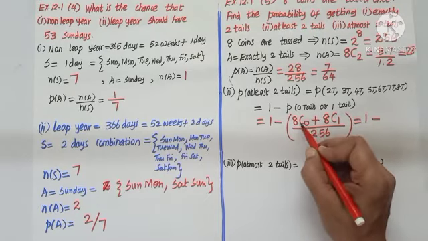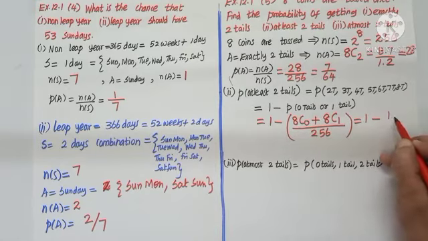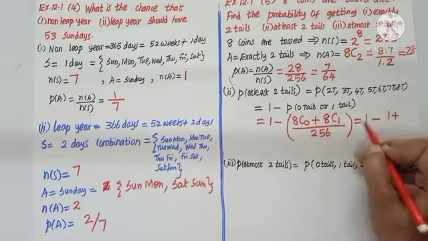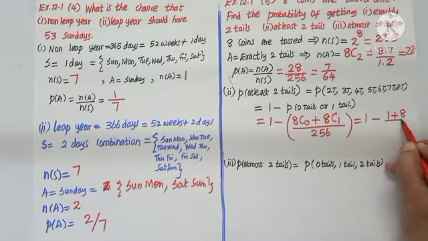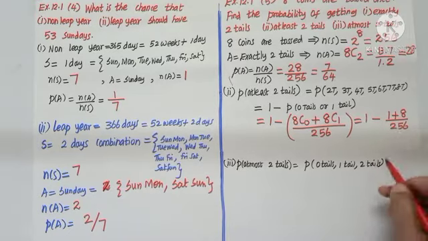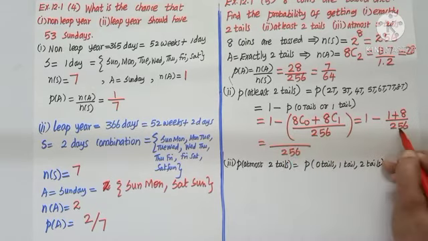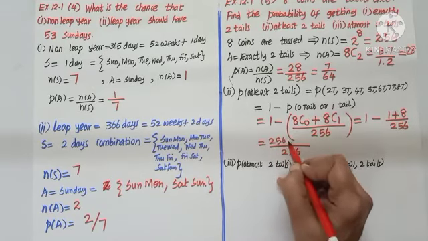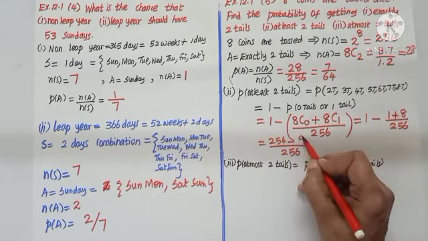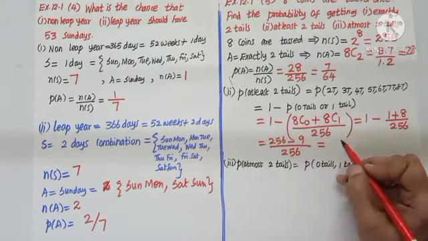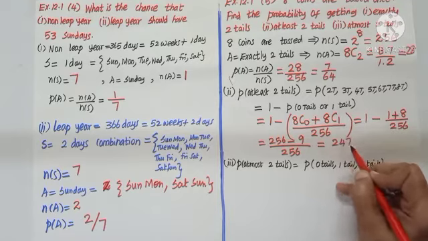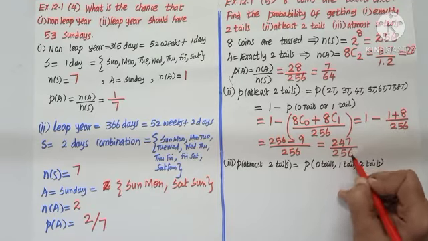Whenever 0 comes, the combination result is 1, plus 8C1 is 8, divided by 256. Taking LCM, 256. 1 into 256 minus 1 plus 8 is 9. Or I get 247 divided by 256.